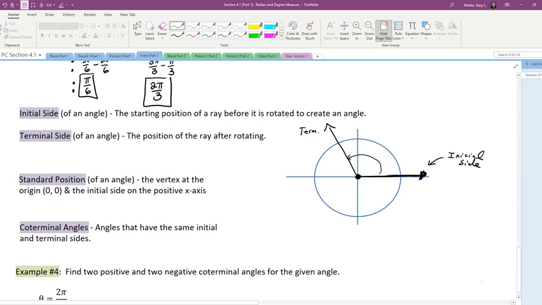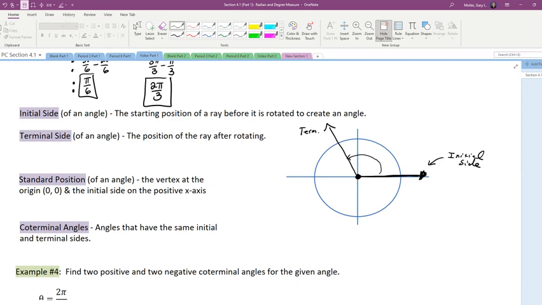Okay. Now, we can start and stop anywhere we want, but if we're talking about standard position, which we almost always will be, we're talking about it looking like this, starting in the same spot and then ending where we end. Okay, and then that brings us to the final thing for today, which is coterminal angles.